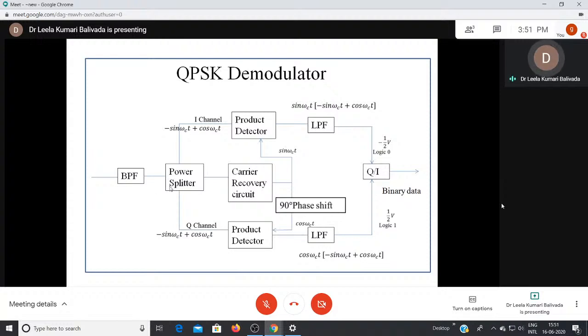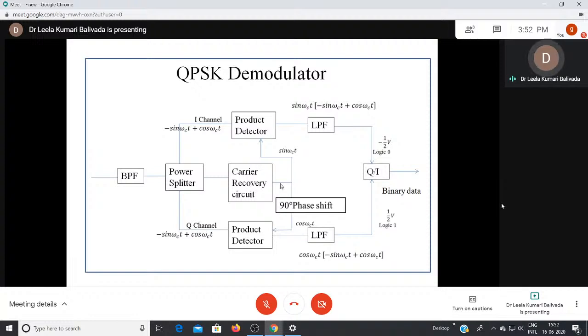Okay. So initially the power splitter directs the input QPSK signal into I and Q product detectors. Since here the input to this power splitter may be either of the 4 phases: minus sin omega ct minus cos omega ct, minus sin omega ct plus cos omega ct, plus sin omega ct plus cos omega ct, and plus sin omega ct minus cos omega ct. So at the input of this power splitter, we may have either of these 4 phases. So this power splitter directs this input QPSK signal to the I and Q product detectors and carrier recovery circuit.